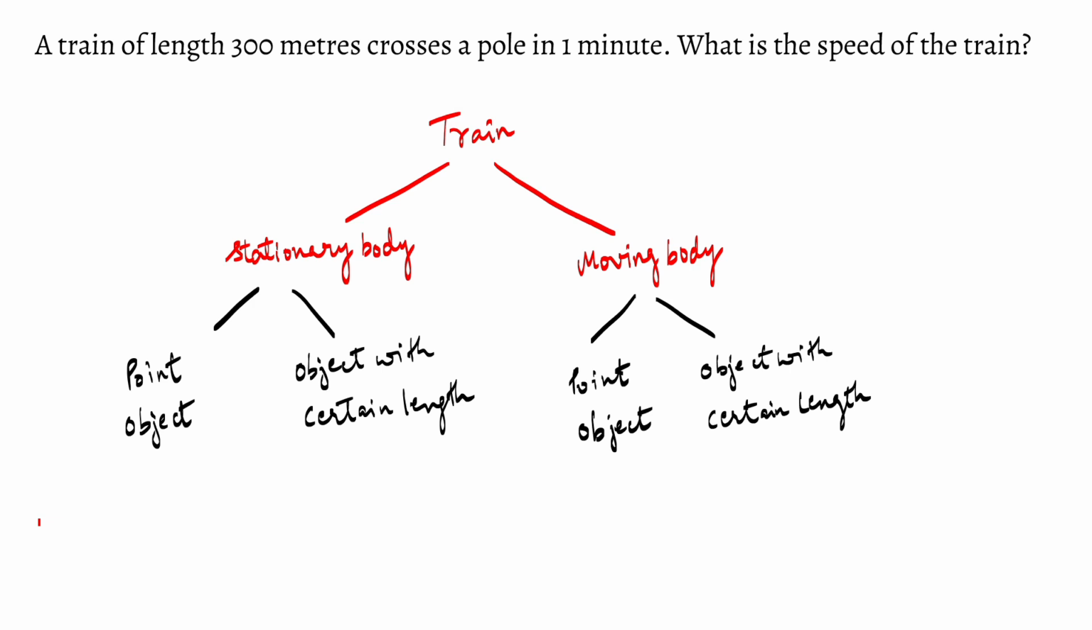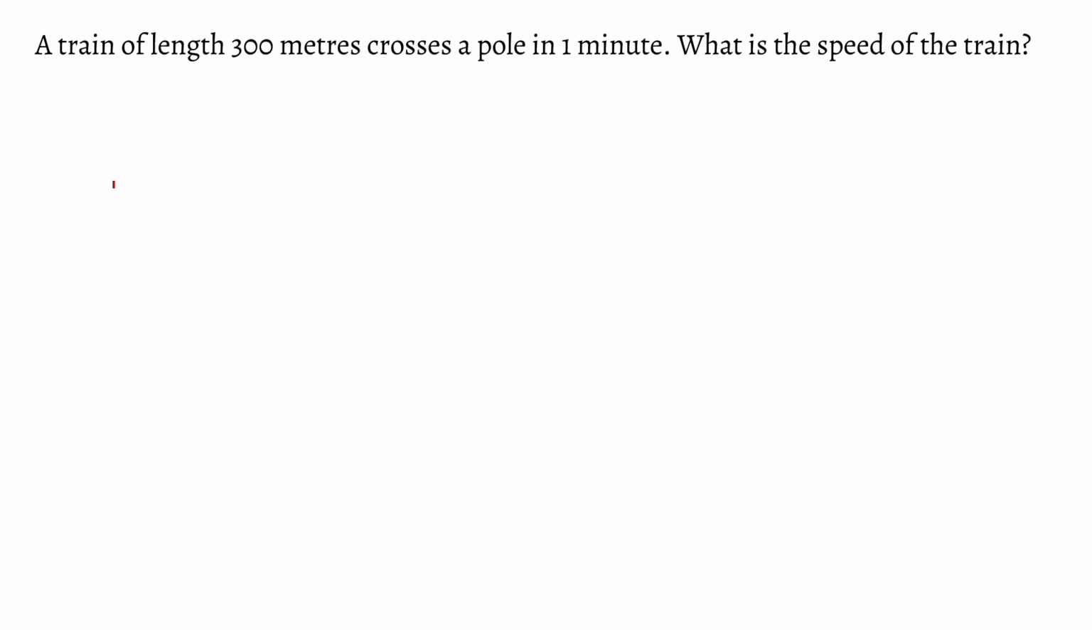In the moving body case, the point object moves towards the train or moves along with the train, and in the object with certain length case, the object either moves towards the train or moves along with the train. We'll take them one by one here. Now, a stationary body which is a point object.